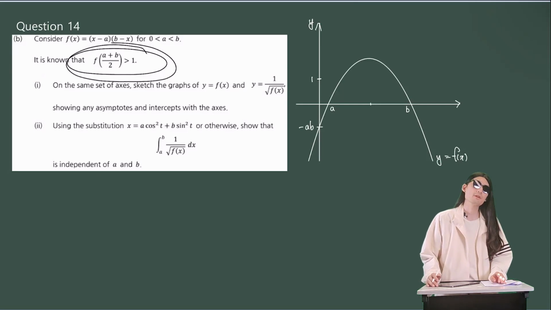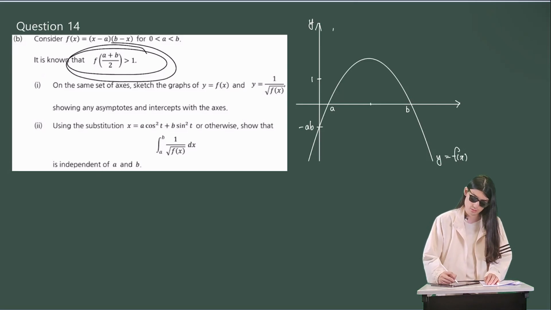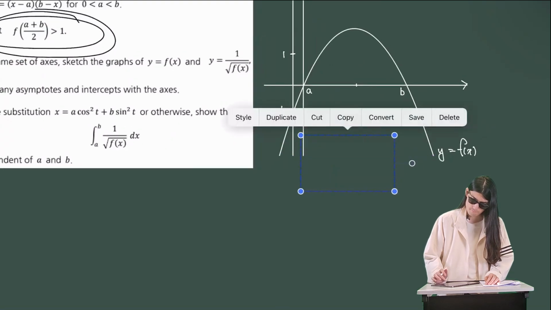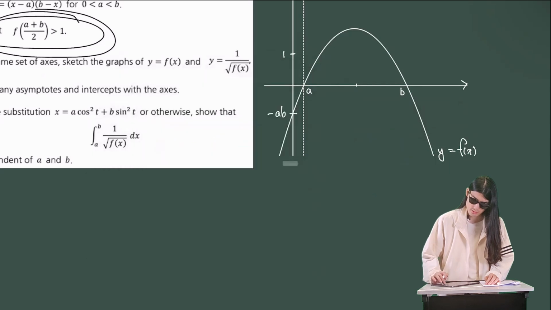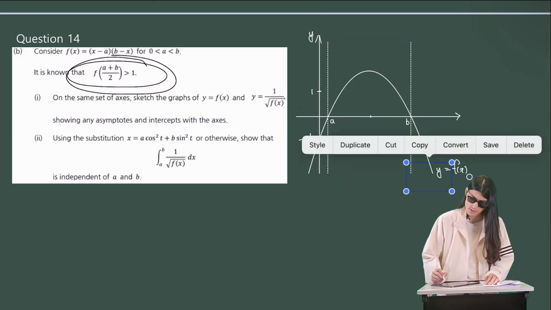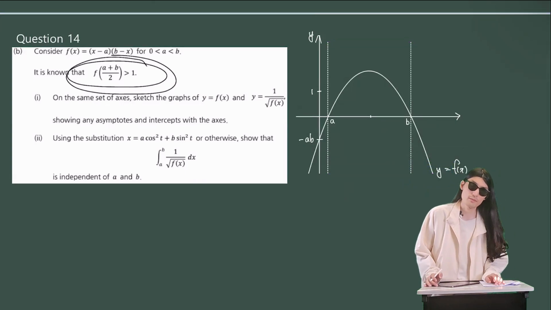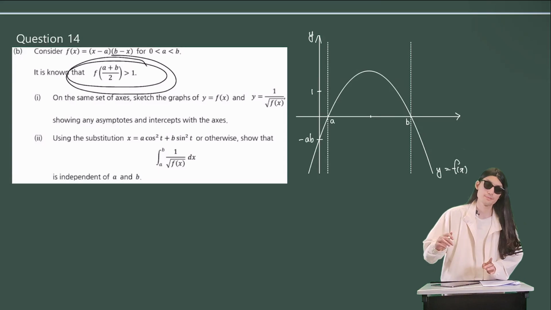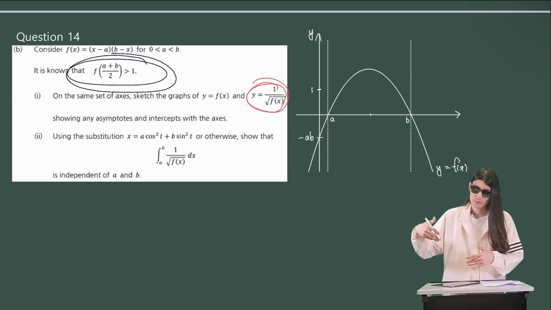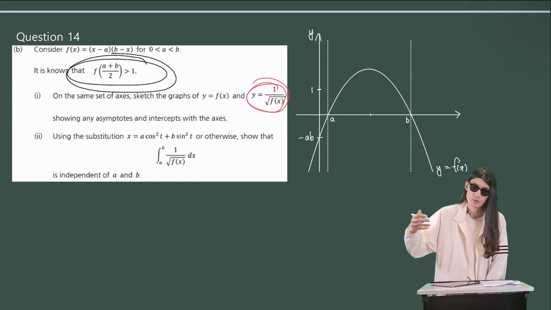And we also have to sketch the graph of the square root reciprocal. So, what I'm going to do is I'm going to have vertical asymptotes at x equals to a and x equals to b respectively, because at the zeros for this function, 1 over square root of 0 is 1 over 0, so that's undefined, isn't it? Okay?